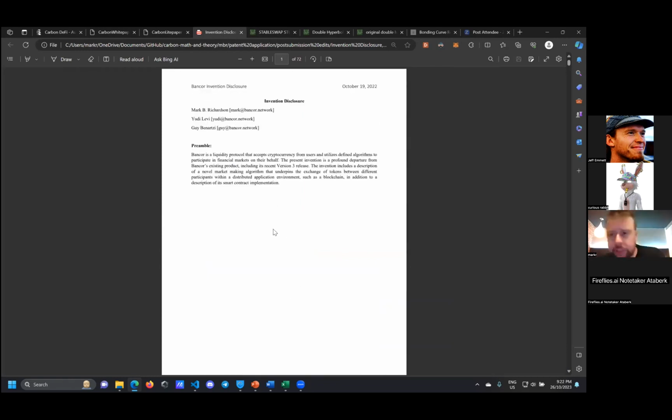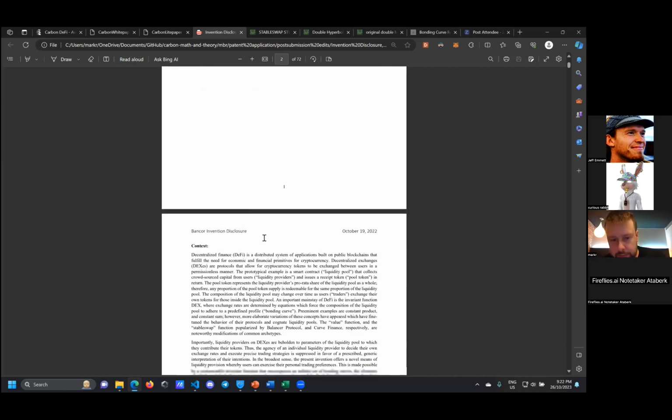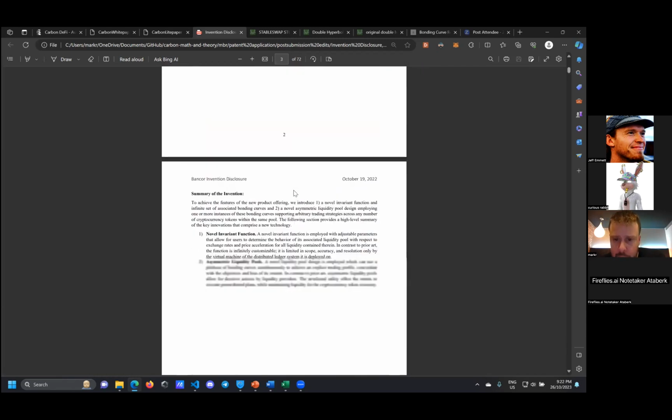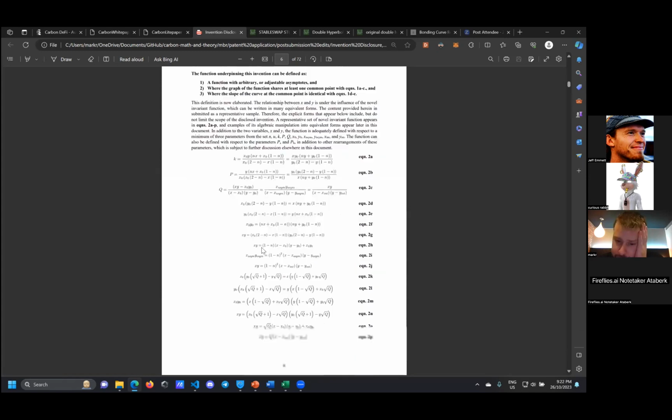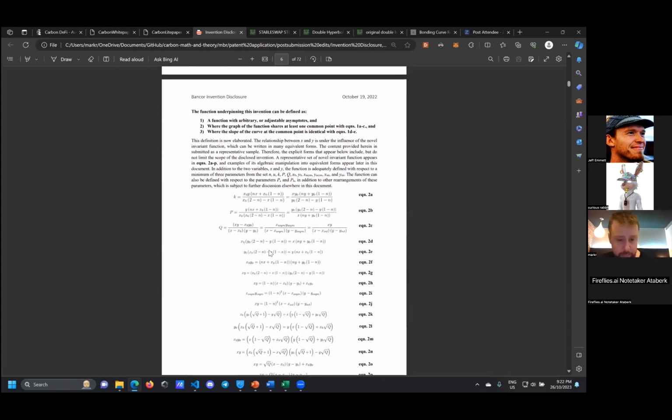But this is our invention disclosure. So this is basically what I sent to the patent office prior to publishing Carbon. Bancor tends to collect intellectual property, and so we've had our provisional awarded in October of last year, and we've recently filed for the PCT. But this has an enormous amount of work in it that I think you will find of interest.